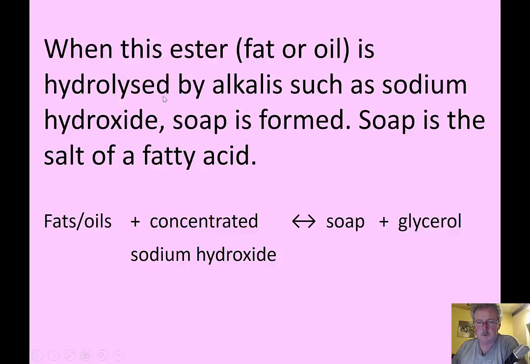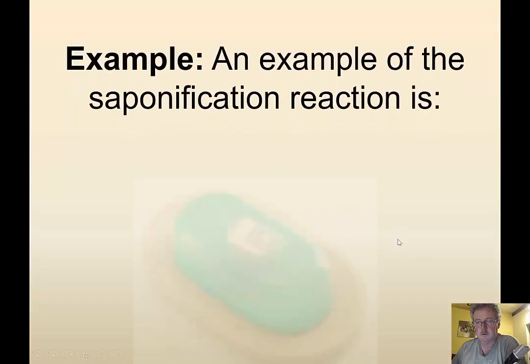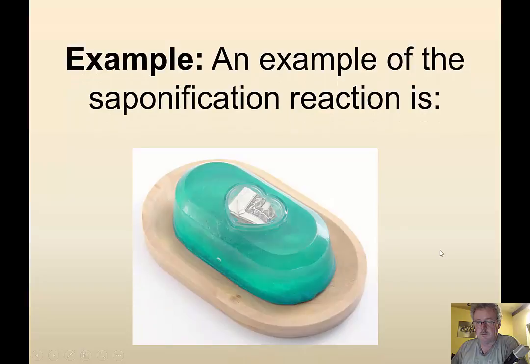So when this ester or fat or oil is hydrolyzed by alkalis, such as sodium hydroxide, soap is formed. Soap is the product of the saponification reaction. Soap is a salt of a fatty acid. So fats and oils, concentrated sodium hydroxide, we get a soap and glycerol. The glycerol breaks off that molecule that formed the fats with the 3 fatty acids. And that's an example.